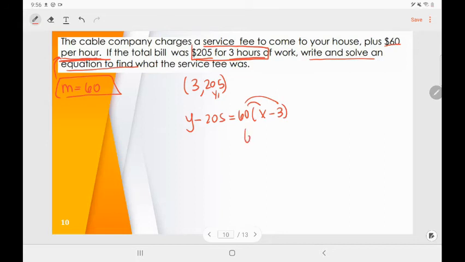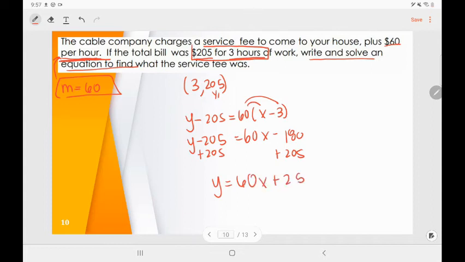Let's go ahead and distribute. 60X minus 180 equals Y minus 205. And to solve, I'm going to add 205 to both sides. And I'm going to double check this with my calculator. Negative 180 plus 205 is 25. Now it says, what was the service fee? Remember, the service fee is for not working at all, so for 0 hours. So if I plug in a 0, Y is equal to 25, or in other words, that's always going to be my y-intercept. So $25 is my initial service fee.